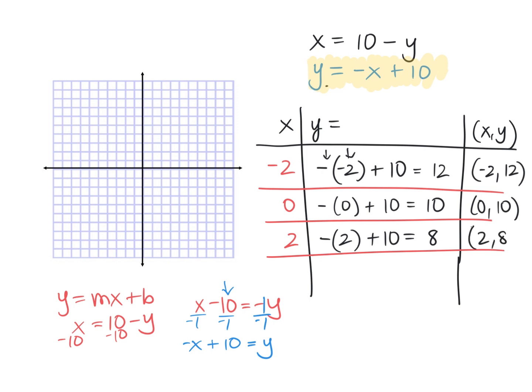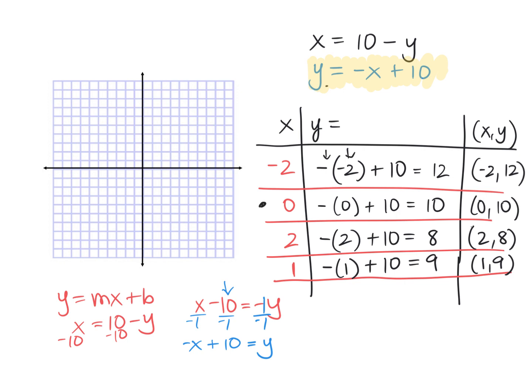So 2, comma 8. I'm just going to do another one just so we can get another point on the graph. Let's just do maybe 1. All right, so it turns into -1 plus 10, which is 9. So I get 1, comma 9. Okay, now I still have 3 points that are going to fit on my graph.